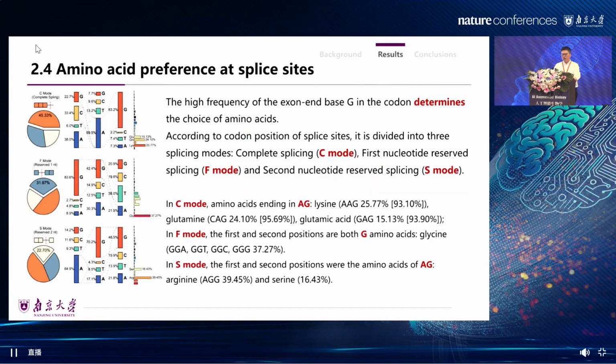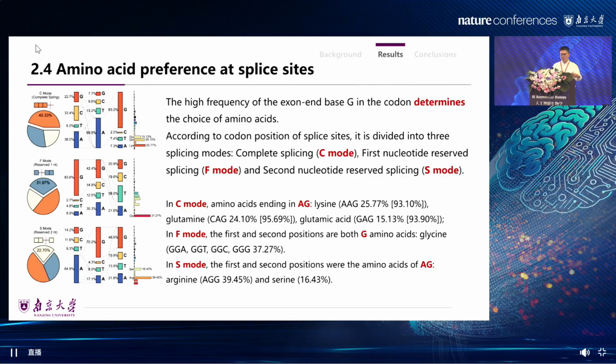This specific amino acid selection is determined by where the splice site falls within the codons. We classify that into 3 situations. One is the C mode, where the entire codon is preserved. The other one is the F mode, where the first nucleotide is preserved. And the S mode, where the first 2 are preserved.